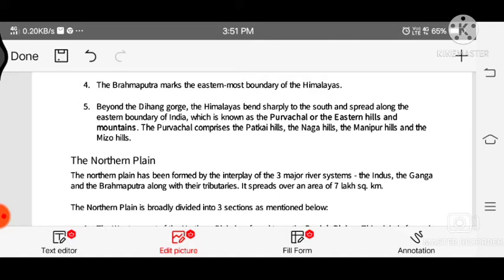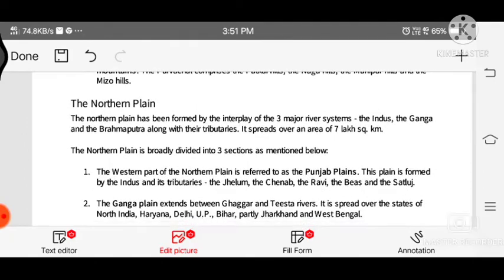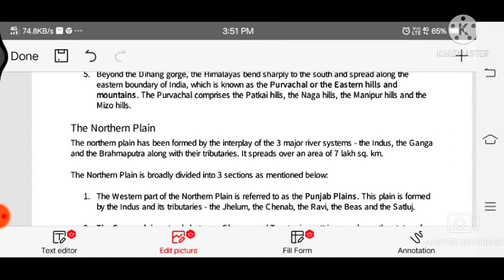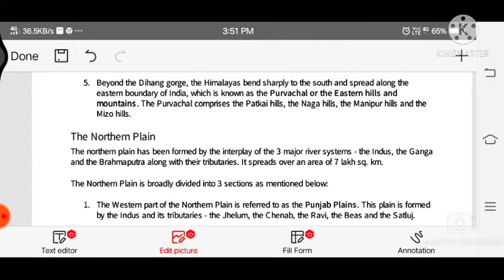Which is known as the Purvanchal or the Eastern Hills and Mountains. The Purvanchal comprise the Patkai Hills, the Naga Hills, the Manipur Hills, and the Mizo Hills.